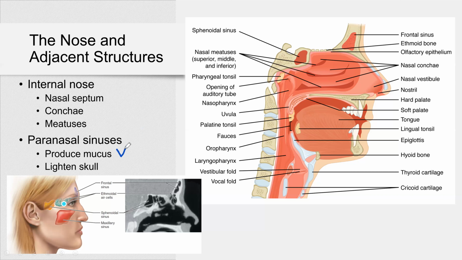Also, paranasal sinuses are actually spaces within bones, and they are covered by mucous membranes. They produce mucus and also make your skull lighter. Now, paranasal sinuses, we have frontal sinus, and the name tells you what bone this sinus is found in, right? So frontal sinus in the frontal bone. Then you have ethmoidal sinus in the ethmoid bone. You have sphenoidal sinus in sphenoid bone, and the biggest, maxillary sinuses in your maxilla. And maxilla is your upper jaw.